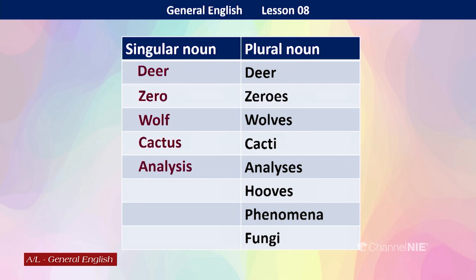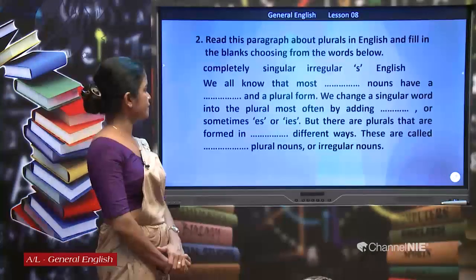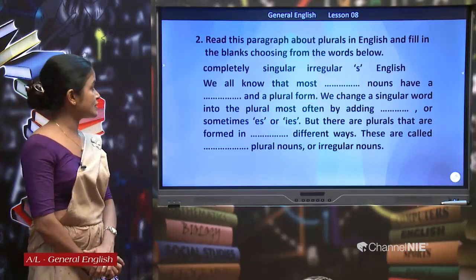Then hooves, again like wolves, ends with ves. That means there should be a voiceless f in the singular noun. So it should be hoof, hoof, hooves. Then phenomena, phenomenon. Phenomenon is the singular noun and the plural noun is phenomena. That is an irregular noun. Then fungi, another irregular noun. The singular noun is fungus. Fungus, fungi.